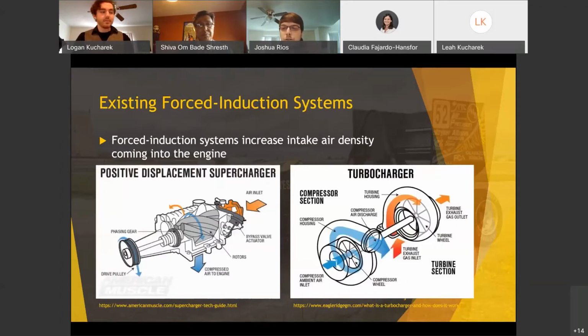To begin, let's talk a little bit about what forced induction systems are and the two major types that exist. Forced induction systems are systems fitted to a vehicle that increase the intake charge density coming into an engine. This is done by compressing intake air through the use of a compressor. By forcing more air into a cylinder, more fuel can be added, and therefore the engine can make more power. The two main types of forced induction systems are the supercharger and turbocharger. The difference in these systems is where the input energy to spin the compressor comes from.